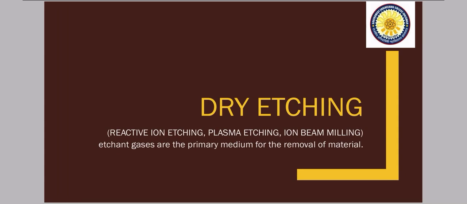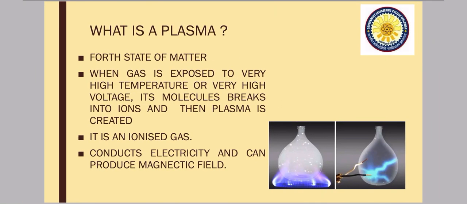So, now dry etching. In dry etching, basically 3 types we are using: reactive ion etching, plasma etching and ion beam milling. In dry etching, basically the etchants are in gaseous phase. So, etchant gases are the primary medium for the removal of your material. There is no liquid chemical in the dry etching process. So, first we will discuss your plasma etching.